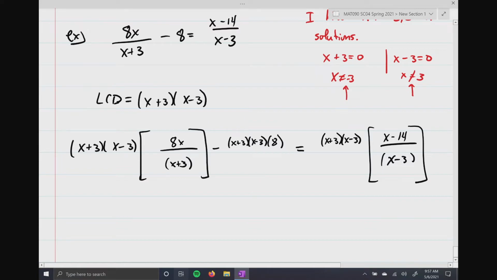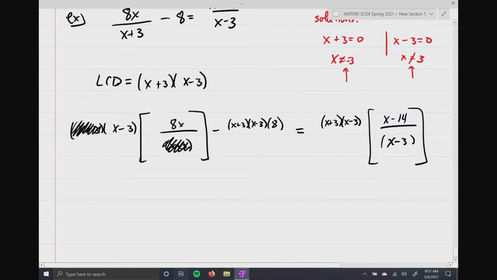Now I multiply every single term by my LCD. And my goal is to remove those denominators. So if I go left to right, notice I have an x plus 3 outside and an x plus 3 in the denominator. So they reduce. I write whatever's left over. 8x times x minus 3.